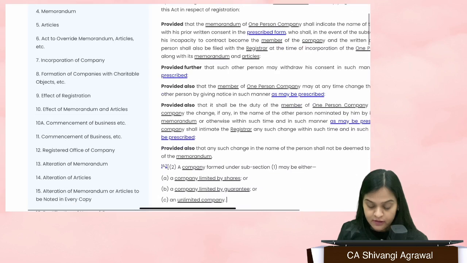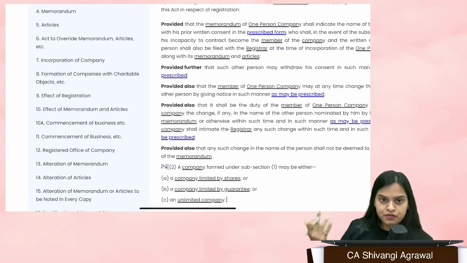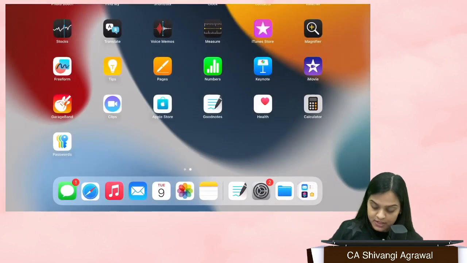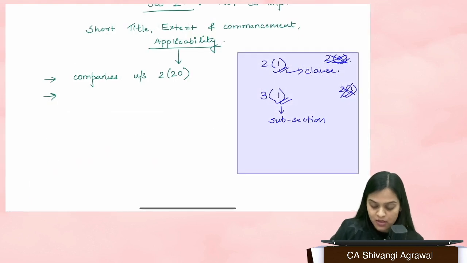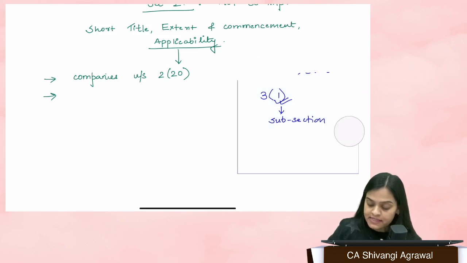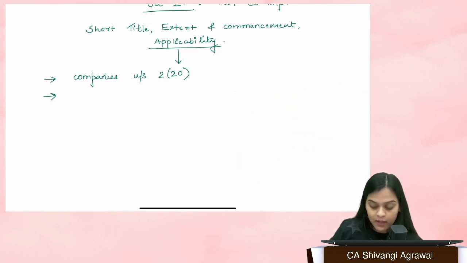Okay. Fine. So this is the entire procedure of incorporation. You'll read it later, right? So that is why when I am saying over here, companies under section 2 clause 20, it is clause, my dear. Okay. The definition of company is given in section 2 clause 20. What does it mean? What do you mean by that?